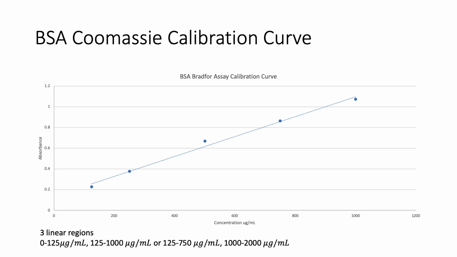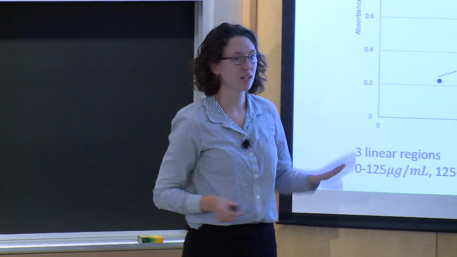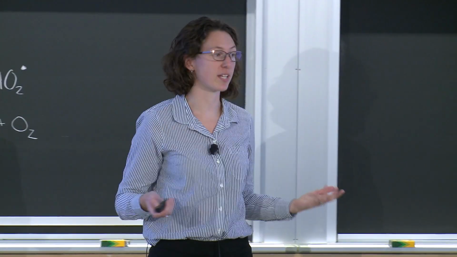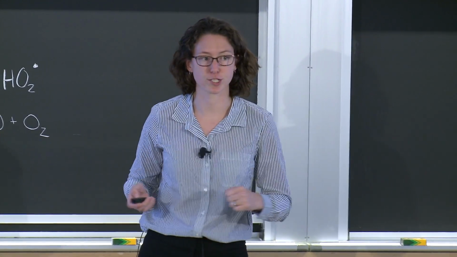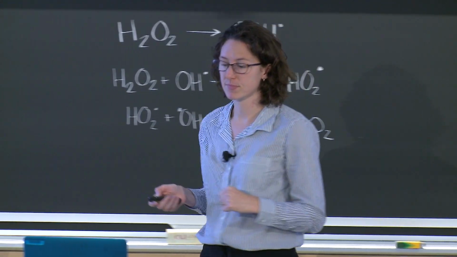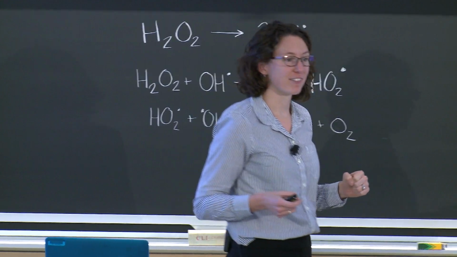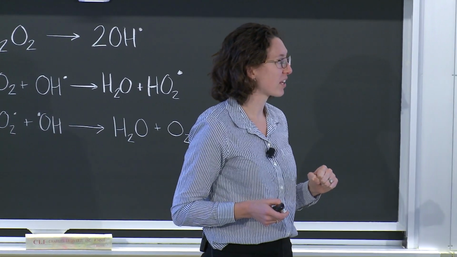And the third region is above 1,000 micrograms per milliliter, but as you can see, you're getting above 1 absorbance unit there, and so it's not as accurate beyond there. So we're not going to worry about that. When you get your data, you'll need to figure out where it is most linear, where the slope is the steepest, and that is what you will use to calculate your unknown concentrations. And then it is just like you did for phosphate, and you will be able to calculate your unknown concentrations.